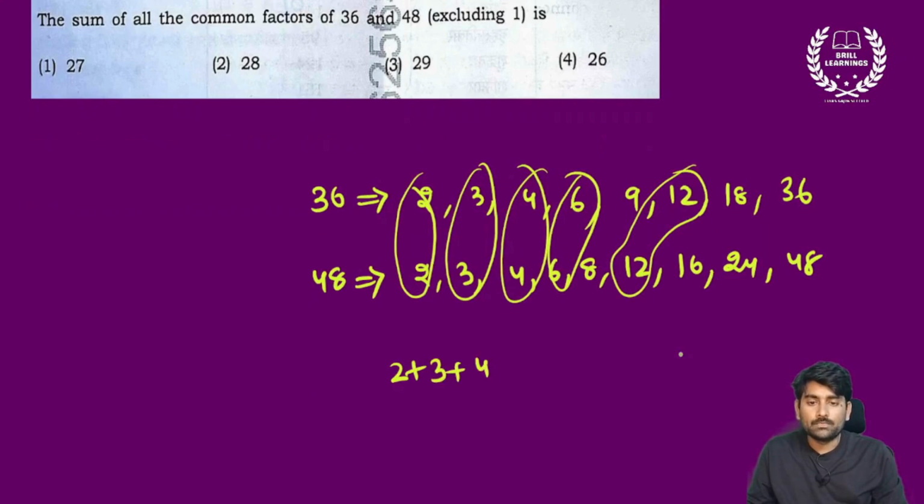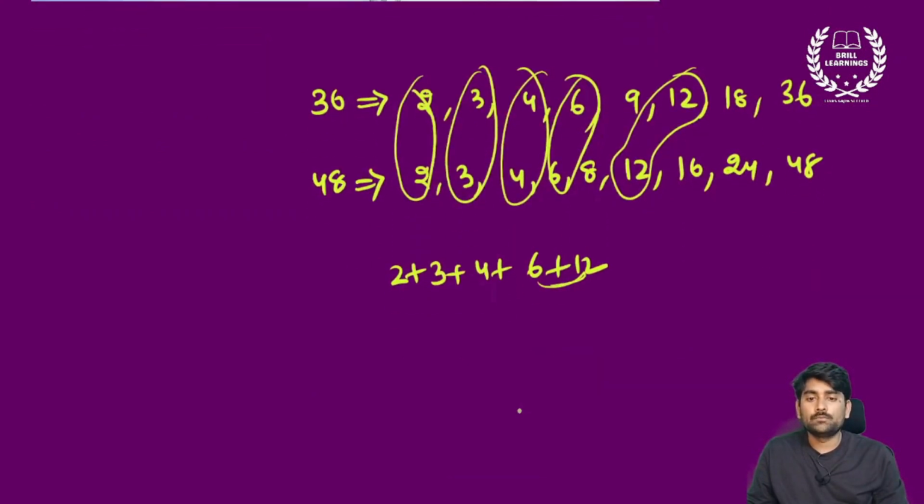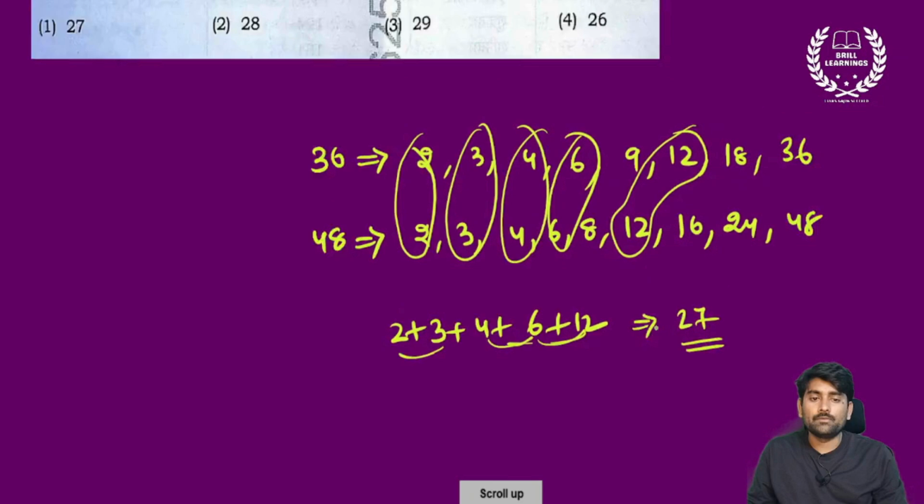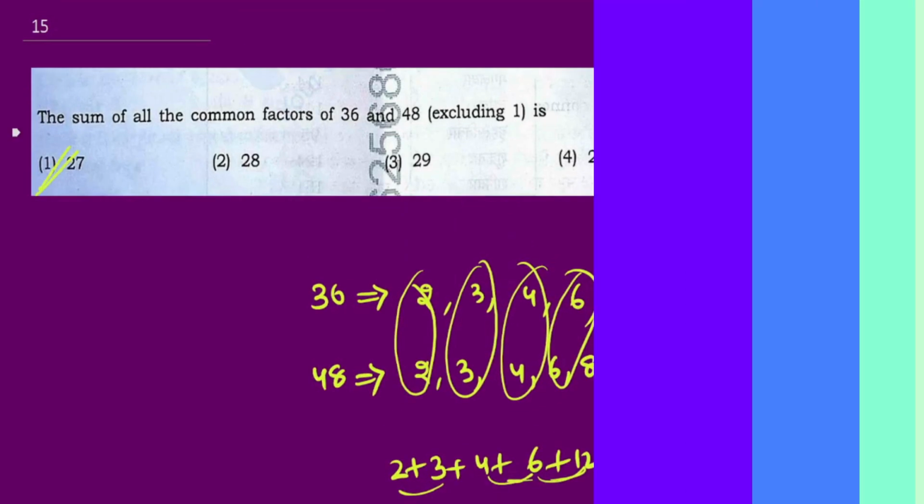2 plus 3 plus 4 plus 6 plus 12. Okay, 12, 6, 18. Here it is 10, 22. 22, 5 makes 27 as the answer. So first one is the right answer.